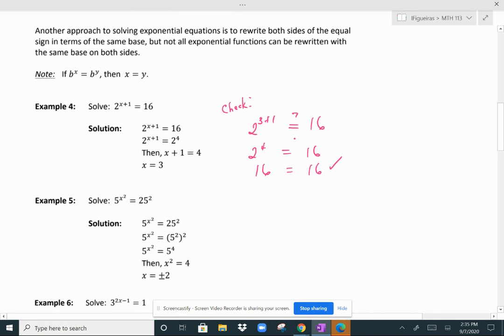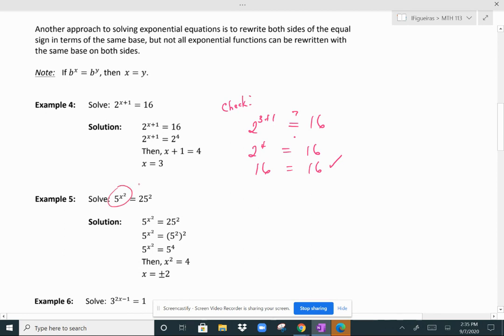Okay, example 5 is similar. Here I have a base of 5. Here I have a base of 25. I need to try to make those two bases the same in order to apply this technique here. Remember, it's not always possible, but in this case I will be able to, because 25 can get rewritten as 5 squared. But don't forget, you still have to square it, so that's why you see 5 squared squared. And 5 squared to the second power is just 5 to the fourth. So I have 5 to the x squared equals 5 to the fourth power.